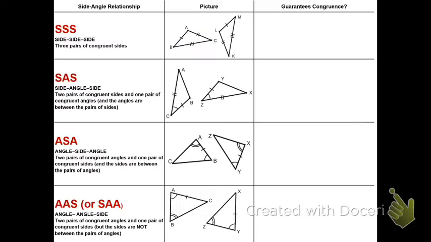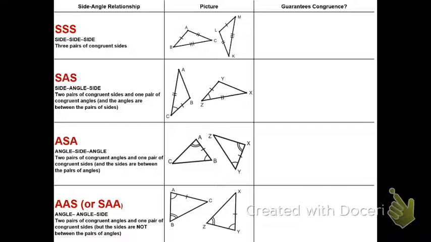Now here's our 4 cases that work. Notice all of them in red use 3 letters because minimum 3 pairs. Side, side, side, 3 pairs of corresponding sides. Side, angle, side, 2 pairs of corresponding sides and a pair of corresponding angles. Angle, side, angle, 2 pairs of corresponding angles and a pair of congruent sides. Angle, angle, side, which is the last case, which is 2 corresponding pairs of angles and a corresponding pair of sides. Now let's look at how to write the congruent statements based on what we're given here.